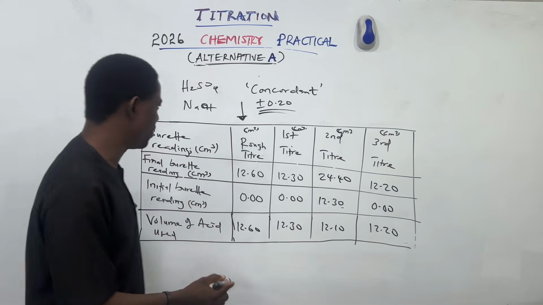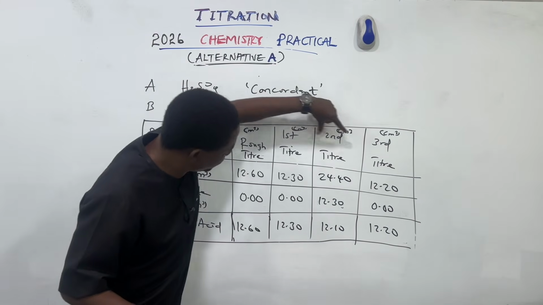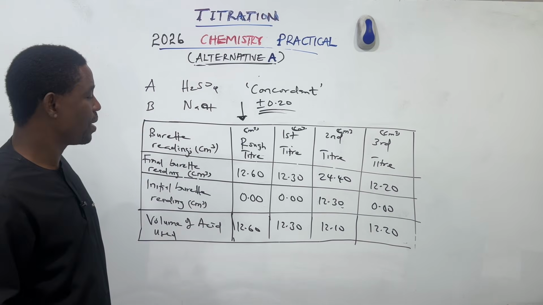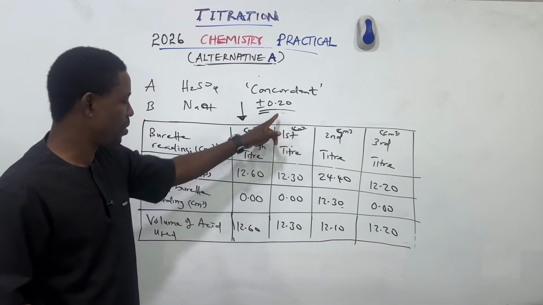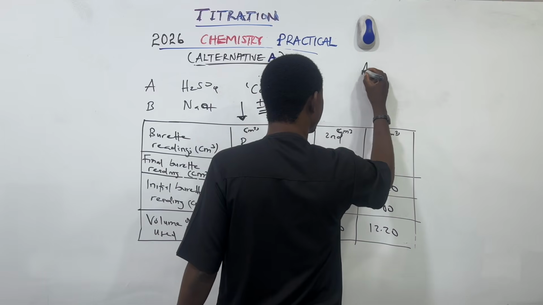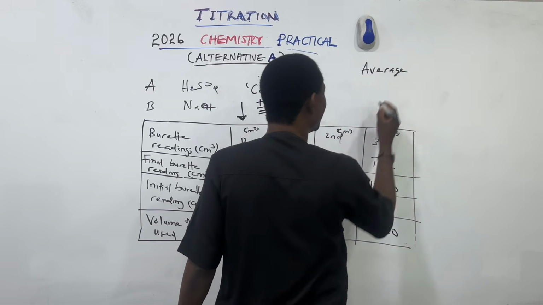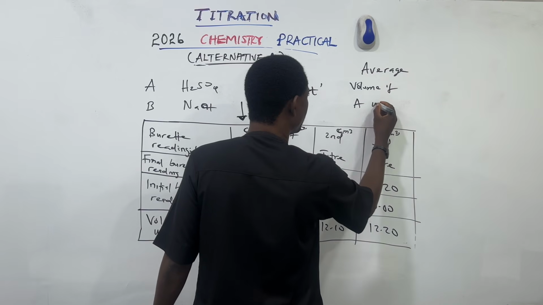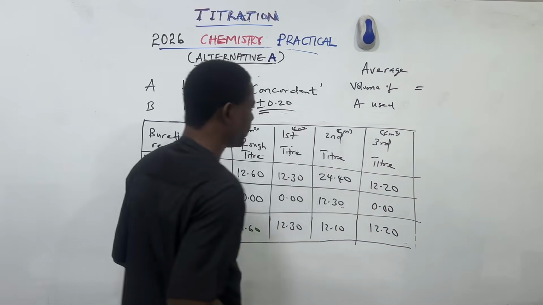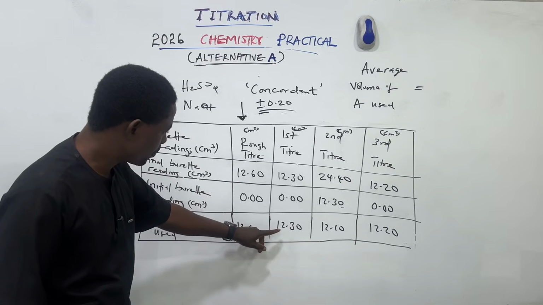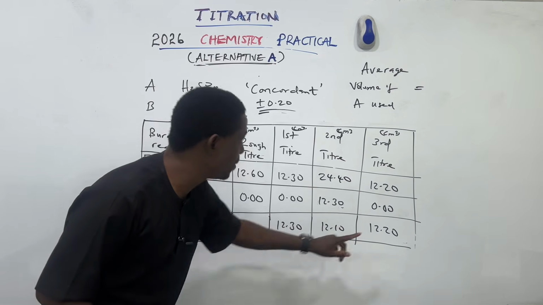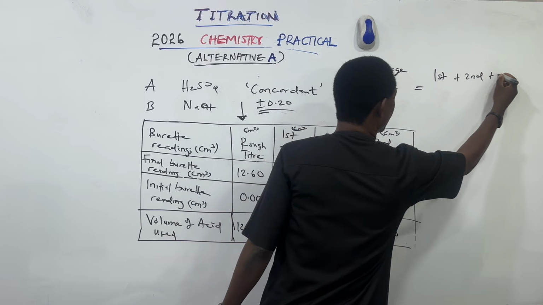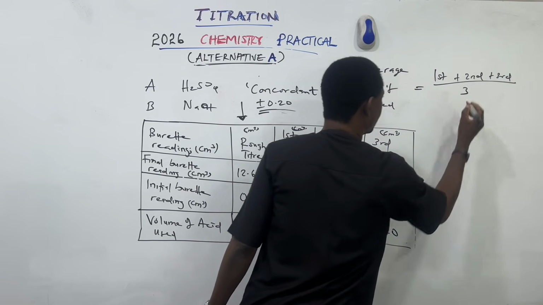Now look at this. Which of them are concordant? Let's take this drop out of it. The first titration, second and third one. The 3 are concordant values, because the gap between them is no more than this. So the first thing that WAEC will ask me to do is to calculate the average volume of acid used. What you do is to pick the first, the second, and the third. So you say first plus second plus the third one, divided by 3.